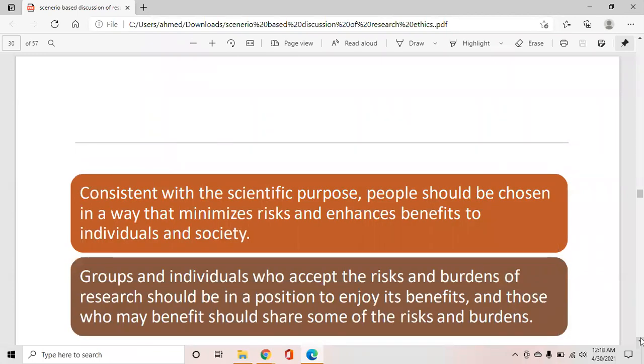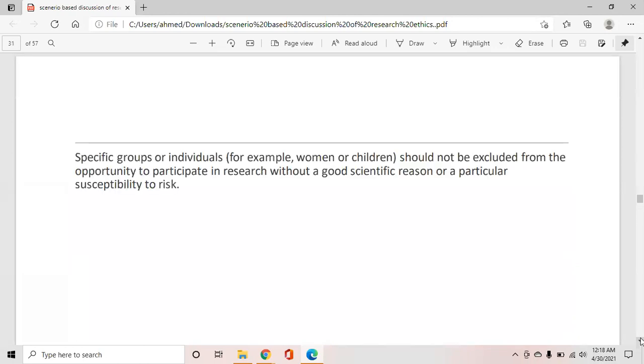Consistent with the scientific purpose, people should be chosen in a way that minimizes risk and enhances benefit to individuals and society. Groups and individuals who accept the risk and burden of research should be in a position to enjoy its benefit, and those who may benefit should share some of the risks and burdens. Specific groups or individuals, for example, women or children, should not be excluded from the opportunity to participate in research without a good scientific reason or a particular susceptibility to risk.